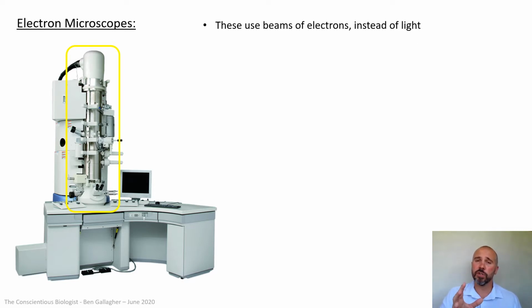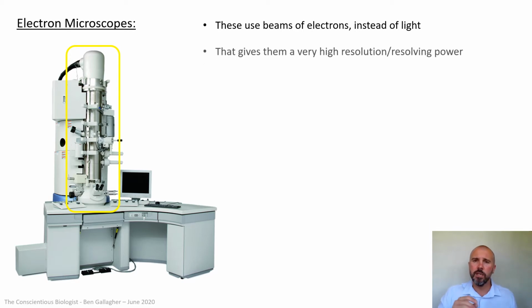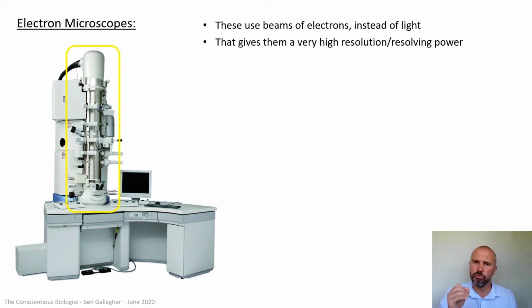The electron microscope uses beams of electrons instead of light. Now, by using beams of electrons instead of light waves, you can give really high resolution, really high resolving power. That's because electrons move at a much faster, much shorter wavelength than light waves, which means they can see much smaller things because they get interfered with and bashed by much smaller objects.